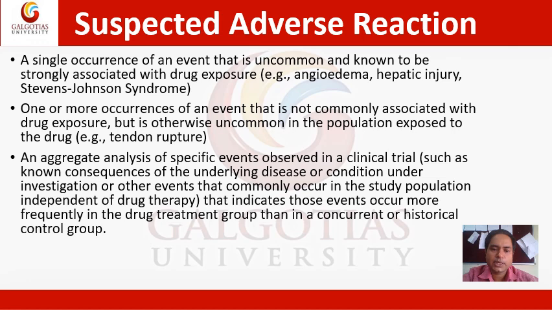One or more occurrences of an event that is not commonly associated with the drug exposure but is otherwise uncommon in the population exposed to the drug. Or an aggregate analysis of a specific event observed in a clinical trial, such as known consequences of the underlying disease or condition under investigation or other events that commonly occur in the study population, independent of the drug therapy, that indicate those events occur more frequently in the drug treatment group than in the concurrent or historical control group.